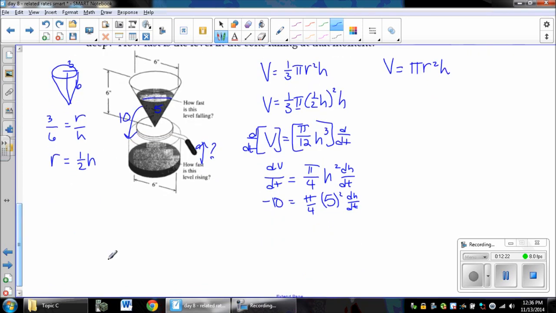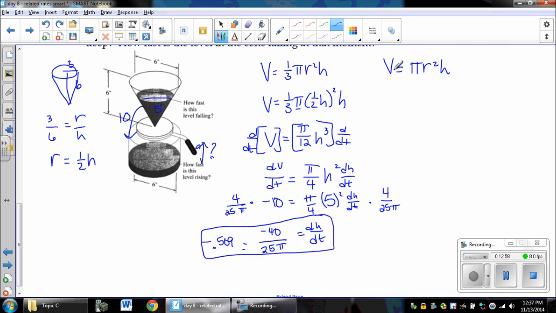So if I take a peek at this, I'm going to have dh/dt. I'd have to multiply both sides by 4 over 25 pi, which is going to be negative 40 over 25 pi, which again, if you really want a decimal for this, is going to be negative 0.509.